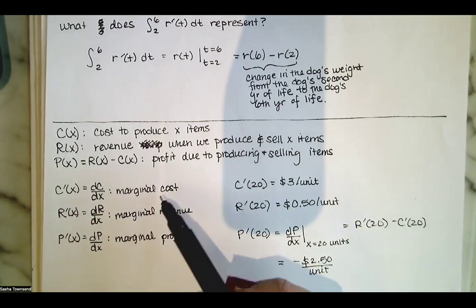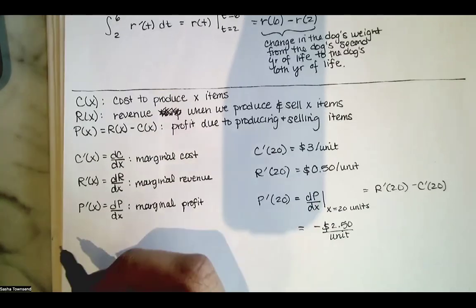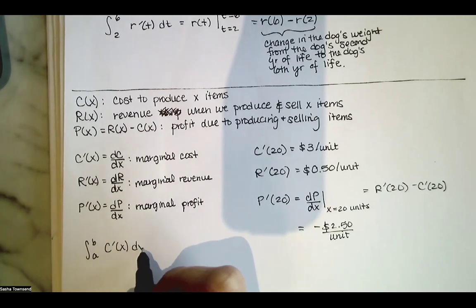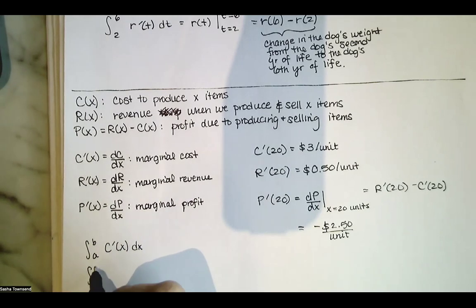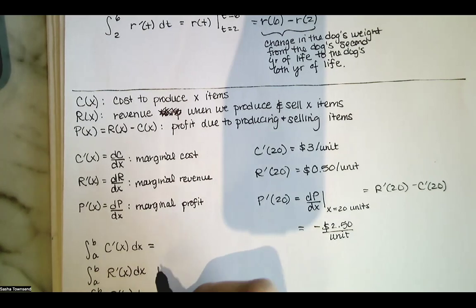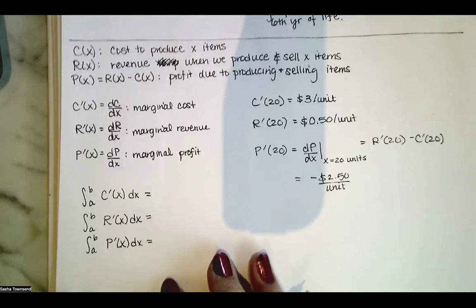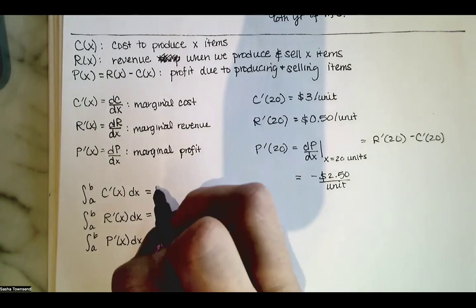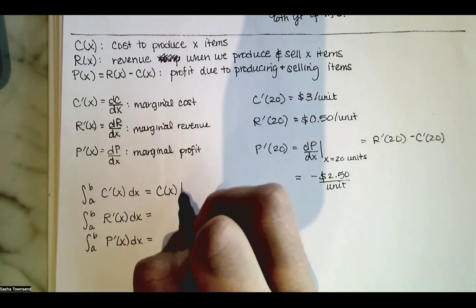But now that we have marginal cost, marginal revenue, and marginal profit, if we were to integrate any one of those, we can use the fundamental theorem of calculus. And we get a meaningful number. In each case, what's the antiderivative of the derivative? It's the original function. So if we integrate marginal cost, we get cost.